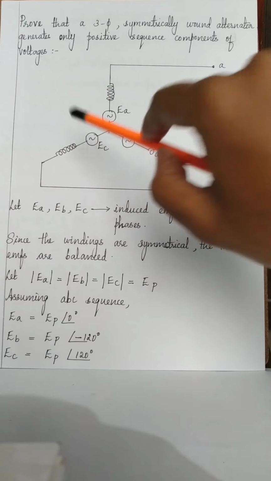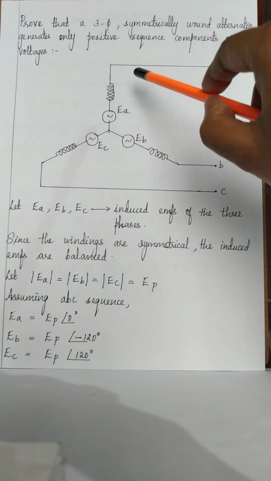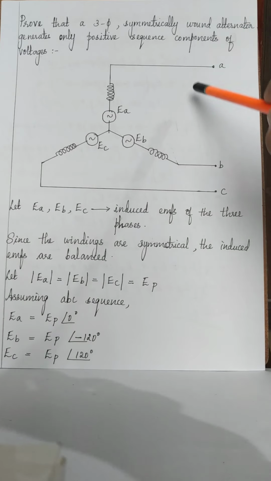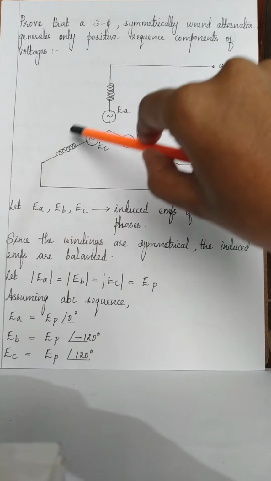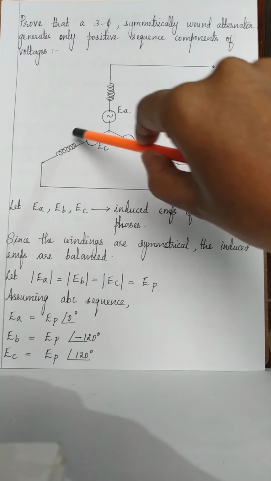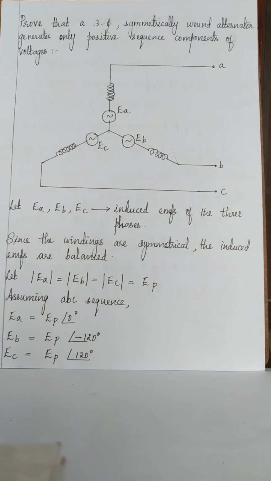EA, EB, EC are the induced EMFs in the three phases, and we are following the ABC phase sequence. Since the windings are symmetrical, the induced EMFs will be balanced. We have the same voltage applied across each phase, and the same number of turns and similar windings in the three phases. So it is called symmetrical, and the induced EMFs also will be balanced.